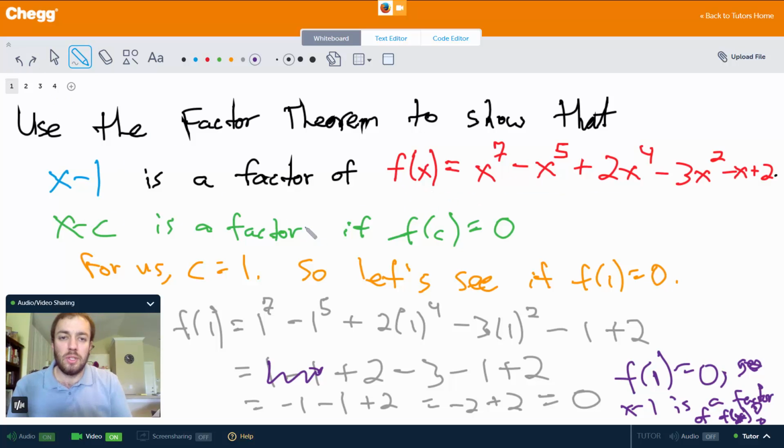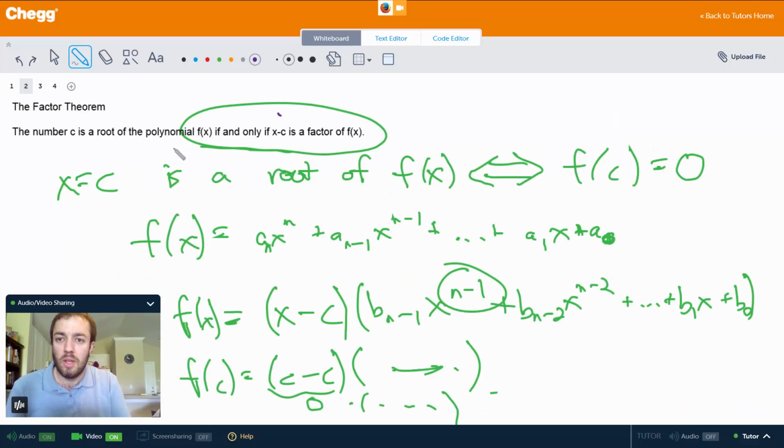So this has been an example of using the factor theorem to show that something is a factor of this polynomial. We also talked a little bit about why this might actually be true.